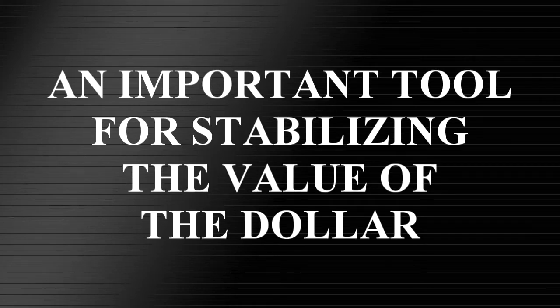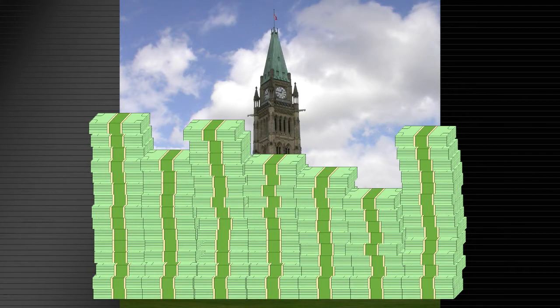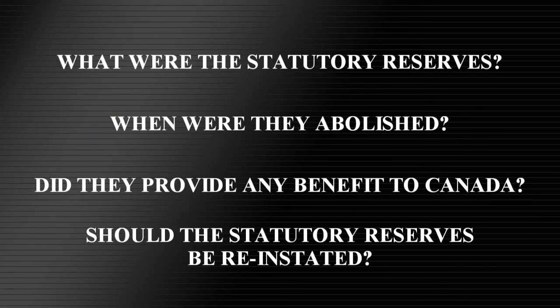The statutory reserve rate was flexible and provided an important tool to the government for stabilizing the value of Canada's dollar. It also provided the government with hundreds of millions of dollars of interest-free capital per year. The statutory reserves were phased out by the Mulroney government over a 2-year period starting in 1991.